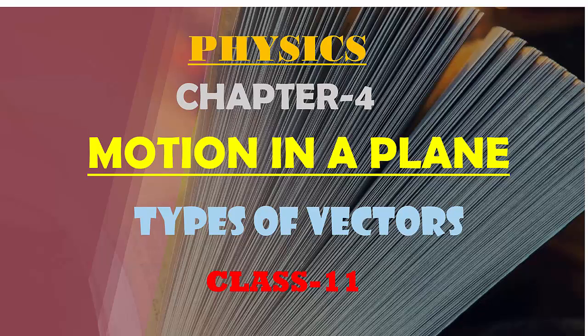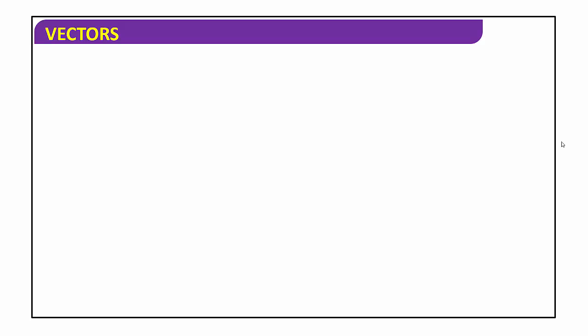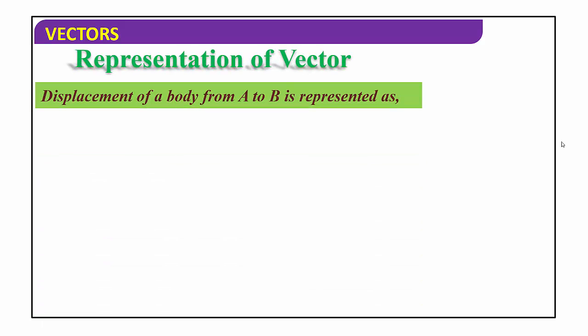So we studied about scalars and vectors in the previous class, but today we are going to study how to represent vectors and what the different types of vectors are. So now let us start the types of vectors. Before going to study the types of vectors, first we have to know how to represent vectors. We can study representation of vectors.